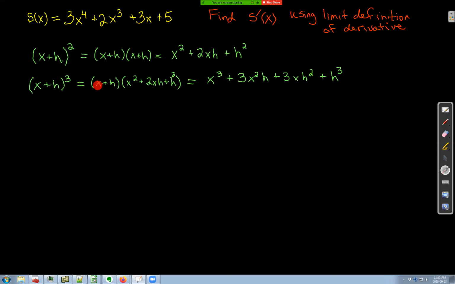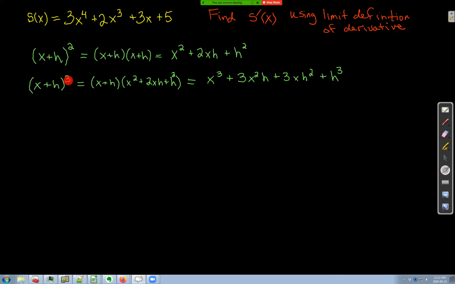So the idea is I'm going to do this times this, and then this times this, and then this x times this h squared. And then I'm going to repeat the whole process, but with the h. I'm going to do h times x squared, and h times 2x plus h, and then h times h squared. So you're going to wind up with 6 terms. And when you gather up all the like terms, this is what you'll wind up with. So make sure that you can do that. And if you can't, send me an email or something, and I can show you some more steps.